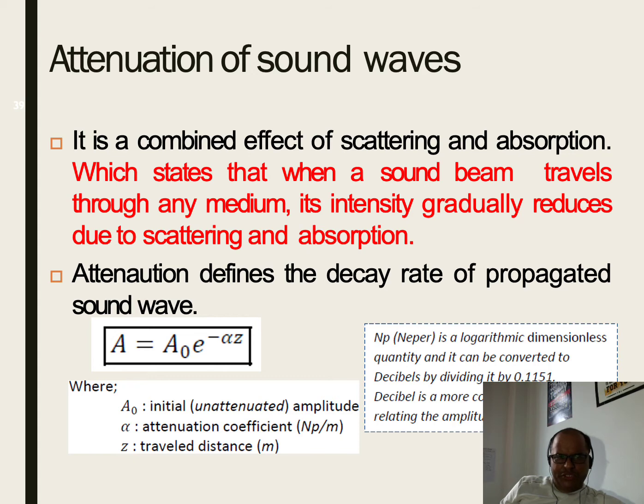A equals A0 e to the power minus alpha z. A is the attenuated amplitude, A0 is the initial amplitude, alpha is the attenuation coefficient, and z is the travel distance.